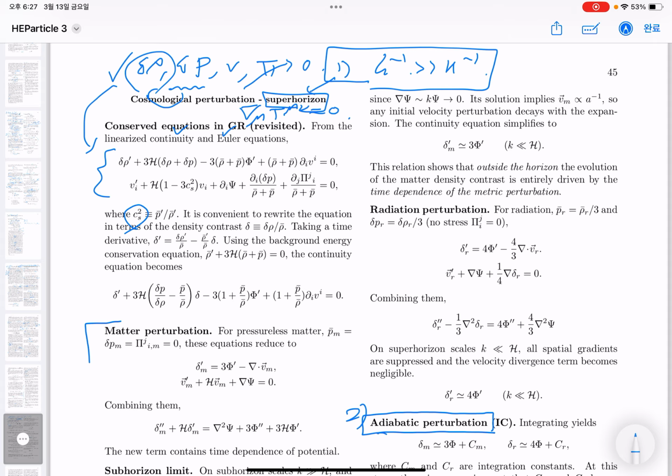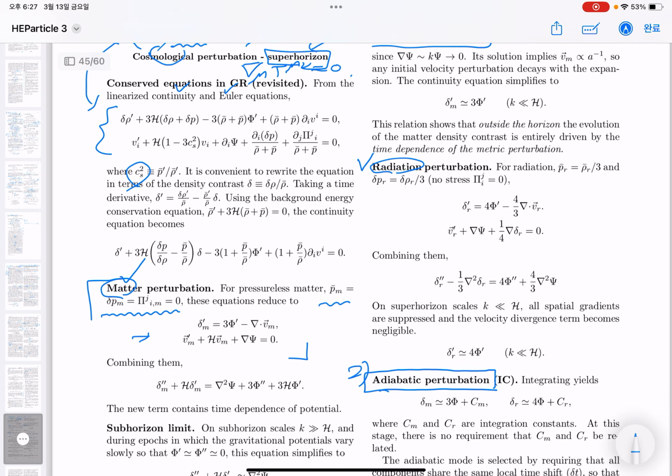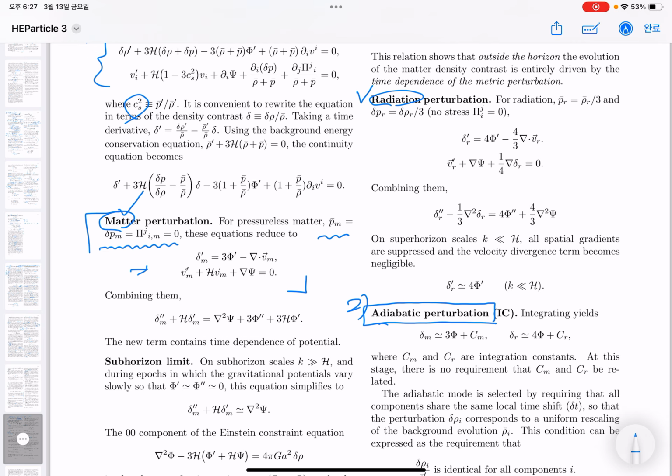Before that, let's determine which components of the universe will be discussed for the cosmological perturbation. There are two components. The first one is matter, and the other one is radiation. Matter does not have pressure, so the quantities related to pressure are all equal to 0. So the continuity and Euler equations reduce to the following simplified form. And by combining them, we can obtain the equation of motion for the matter perturbation delta m.